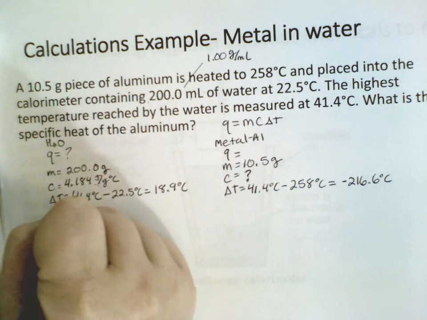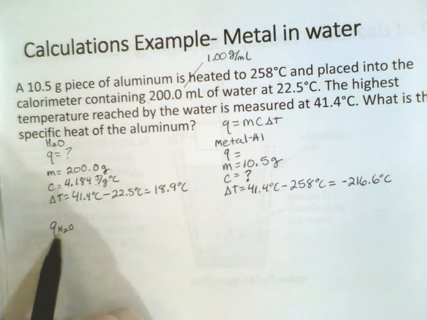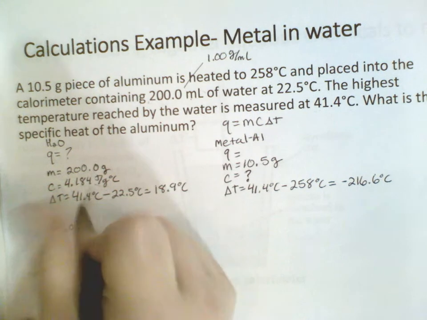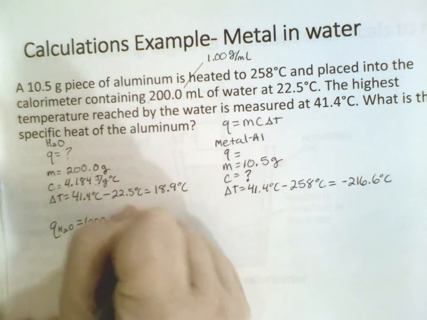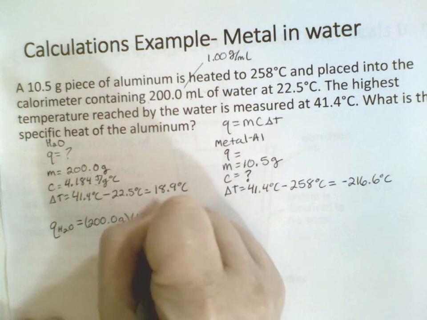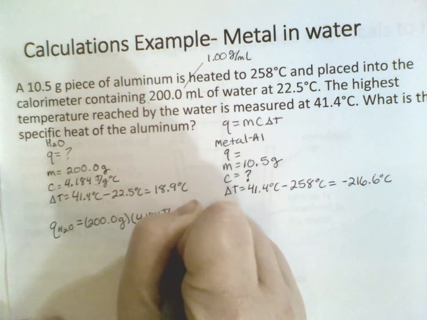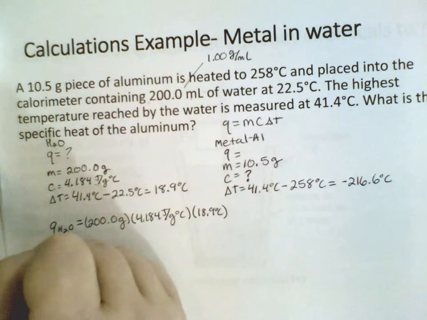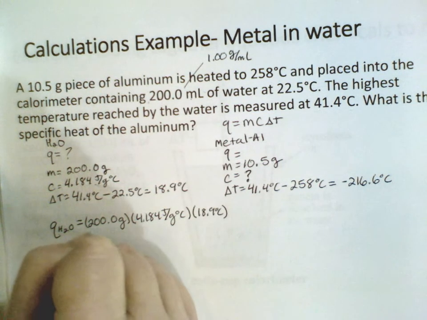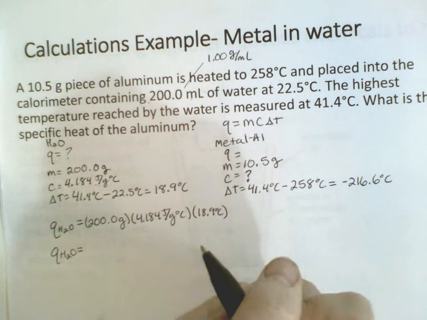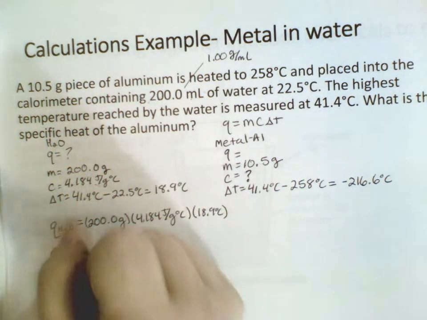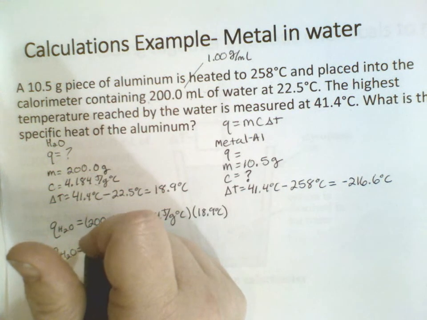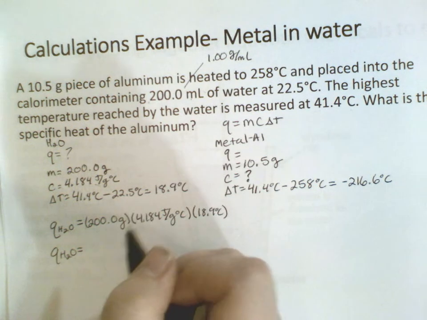So our Q for our water, and you can always give a label to your values as a subscript, is going to be its mass, 200 grams, times its specific heat, times the change in temperature. And we can find that our Q of our water, if you want, you can pause and calculate, make sure you're on the right track here. You should get 15,815.52, but we want to round that.